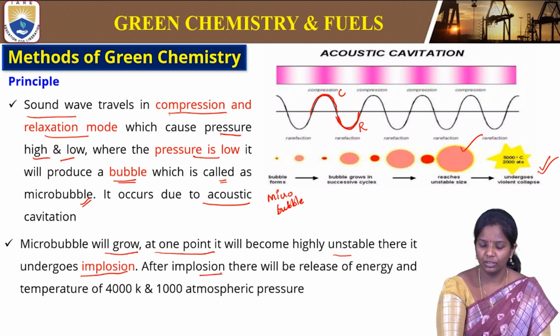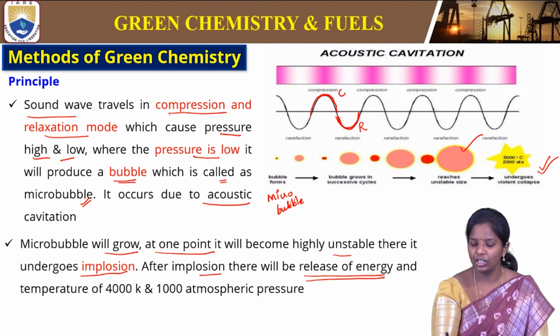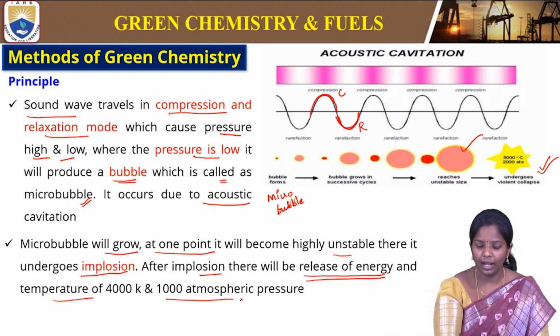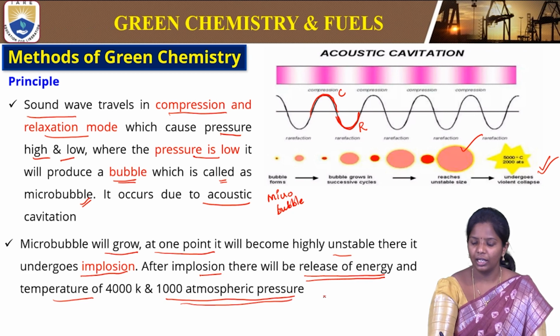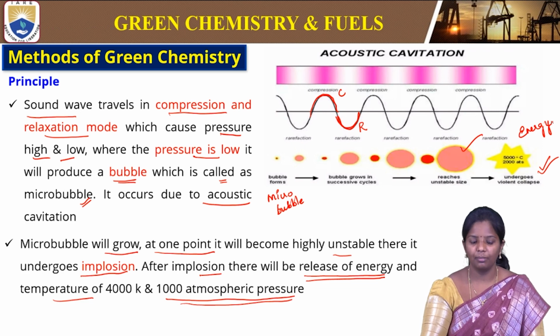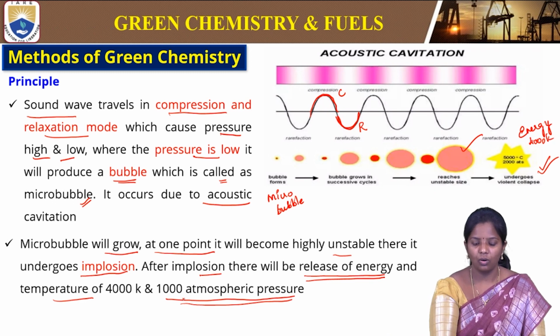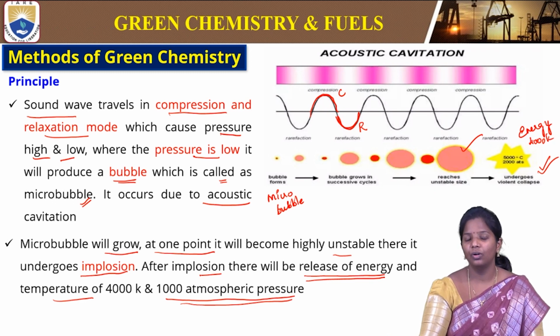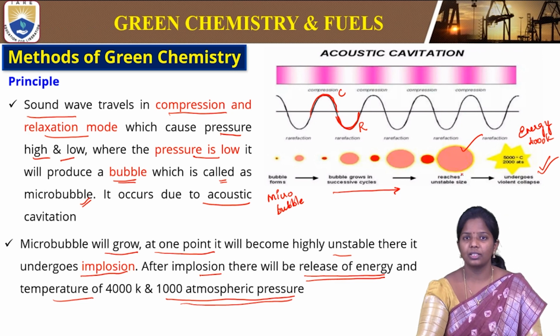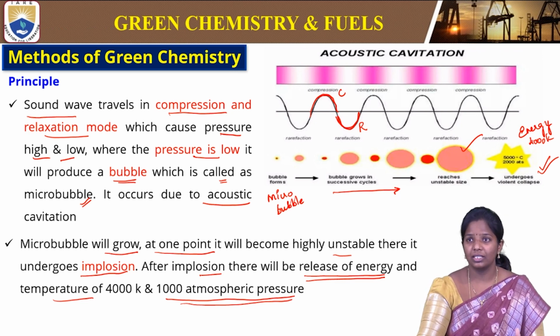After implosion, there is a release of energy, with a temperature of 4000 Kelvin and 1000 atmospheric pressure. So it releases energy at this stage. This is how the microbubble grows, keeps on growing, and after growth it reaches the highest possible size of that bubble, which causes implosion. That is how it produces energy.